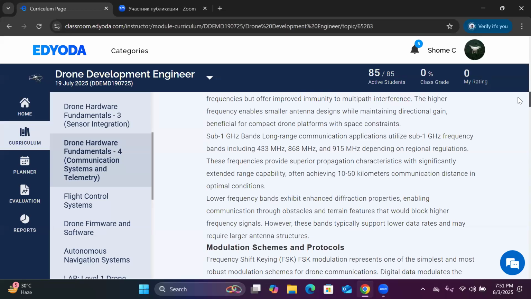So to jam, I should know all these three frequencies. Okay, that is the USP of your design.